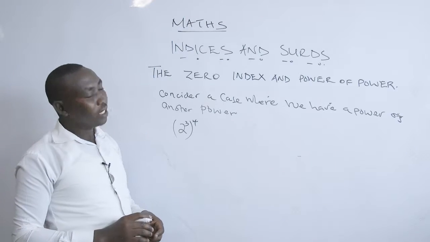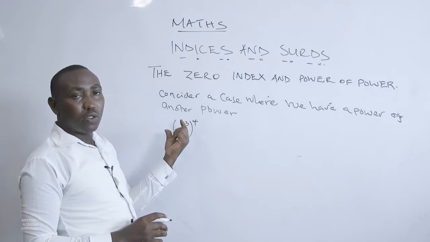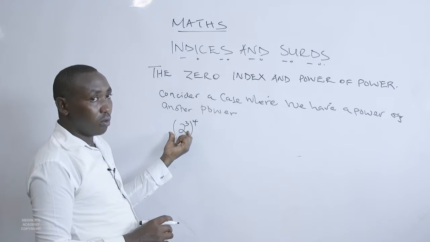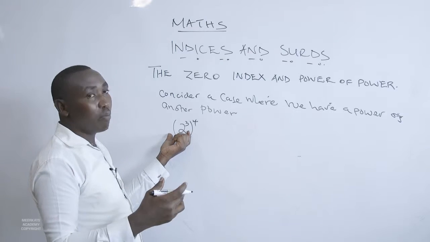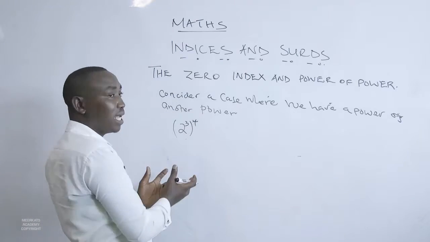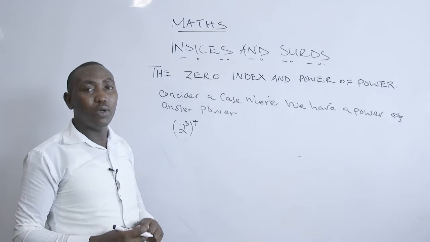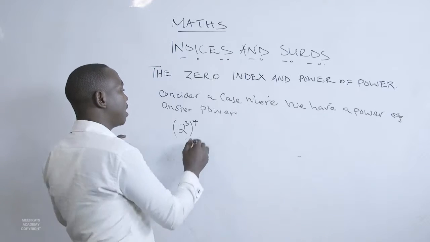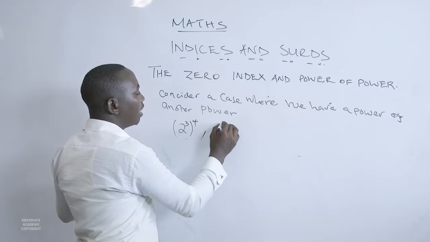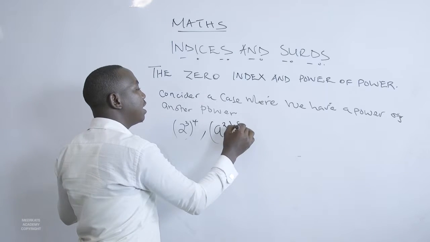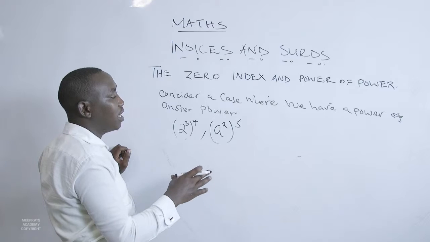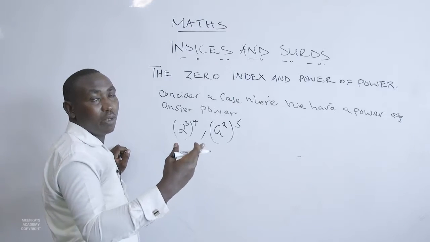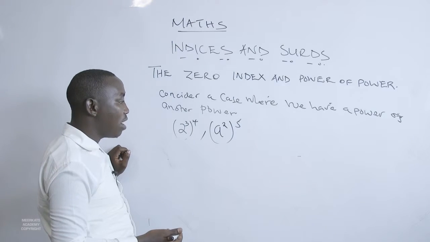In this particular case, you can see that yes, 2 is a power by itself. It has been raised to the power of 3. Then the whole of it again has been raised to another power, which is the power of 4. We can have a raised to the power of 2, again raised to the power of 5. So in this case, we say that a power has been raised to another power.